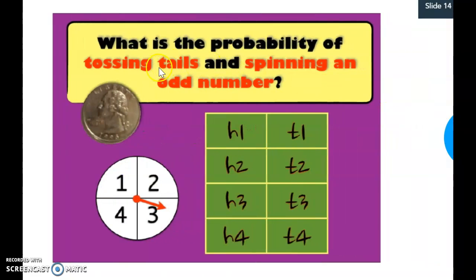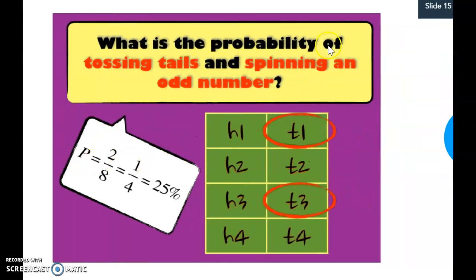What is the probability of tossing tails and spinning an odd number? So then what you're going to do is, after you write down your sample space, remember it's yes over total. No, no, no, no. Yes on tail, yes on odd. This would be a yes. No, because that's even. Yes. Okay. So I have two yeses. And 1, 2, 3, 4, 5, 6, 7, 8. Two yeses and 8 total possible outcomes.